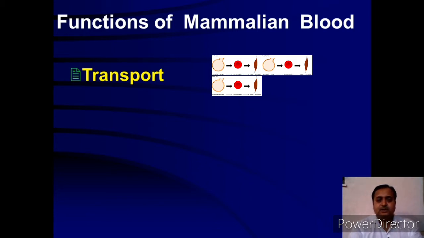Secondly, during the respiration process, whatever carbon dioxide is generated within the cells is transported back to the lungs with the help of blood only. That means blood performs two transport functions: oxygen from the lungs to the cells, and carbon dioxide from the cells to the lungs.